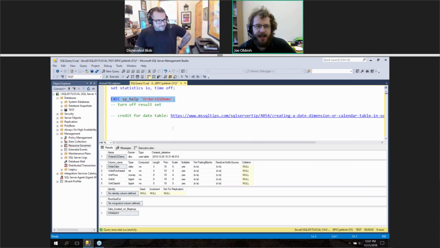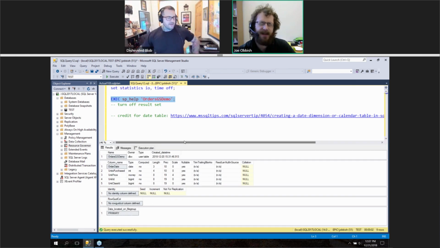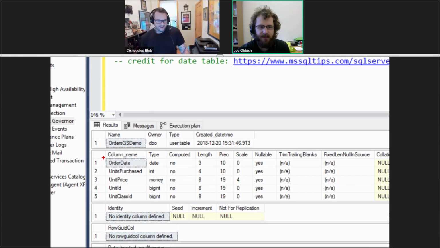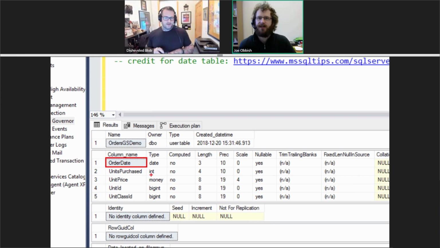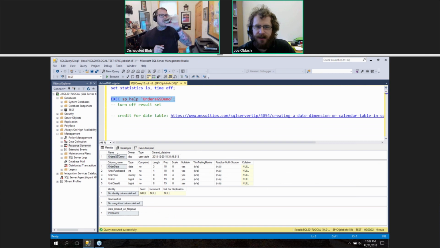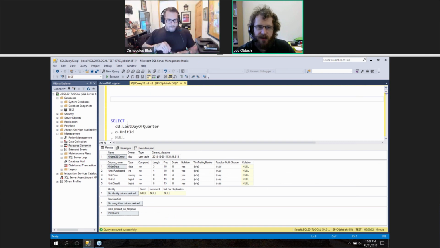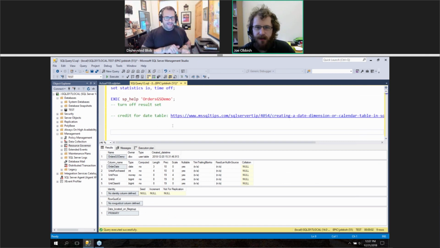So we have a very simple fact table here with some orders in it. This table was born and it never really grew up. It's still a heap. It's in its natural state. We have some pretty typical boring columns. Got an order date, number purchased, the price, the unit ID, and then this unit class ID. A money column. Very simple table. 5 columns. Also using a date dimension table from Aaron, and here's the URL to create that.